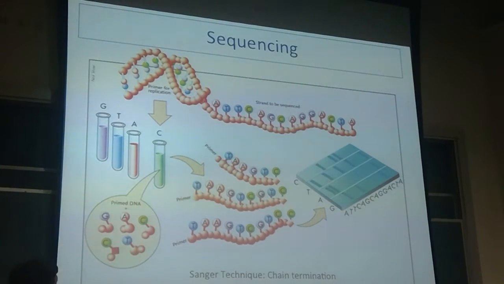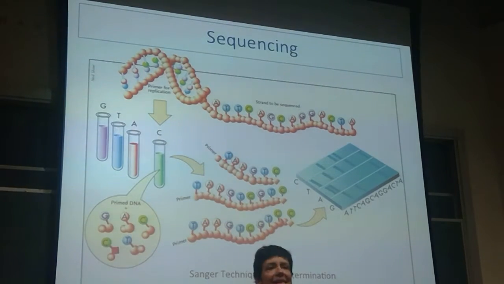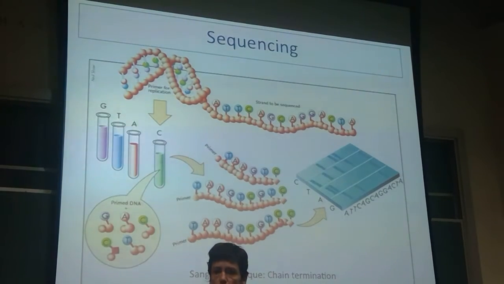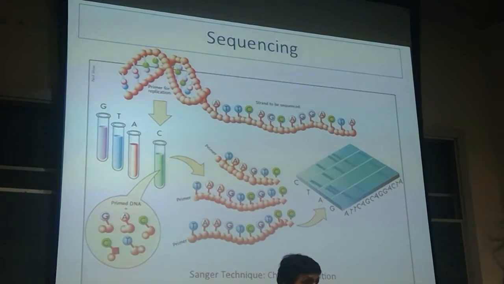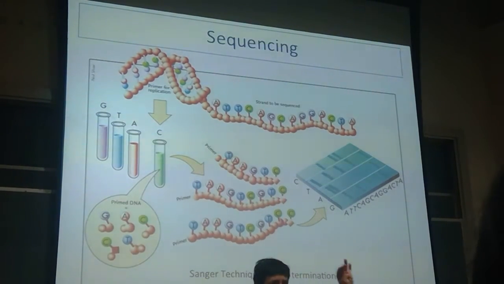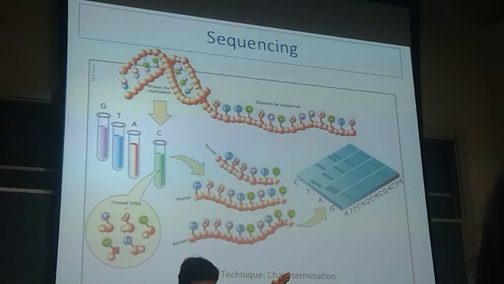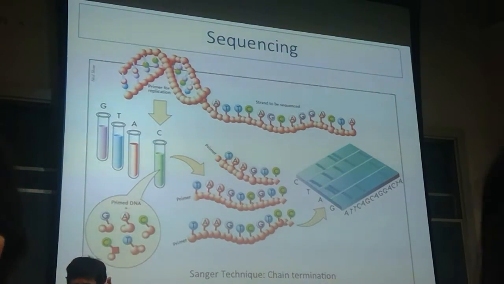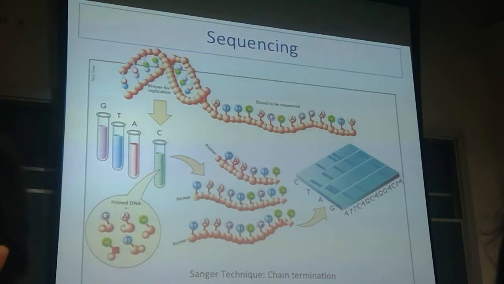So you use ddNTPs, dideoxyribonucleotides, which have no OH to create the phosphodiester bond. So they will just stop the string. So you use four tubes, which have a mix of ATGC with either ddATP, ddCTP, ddGTP, etc. Each tube has one terminator in it, but they also have all the other nucleotides.